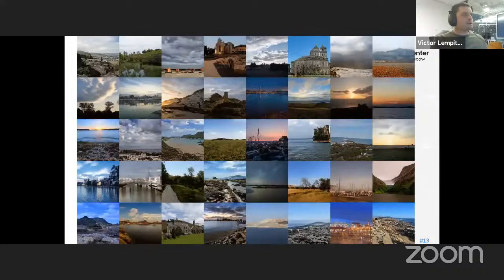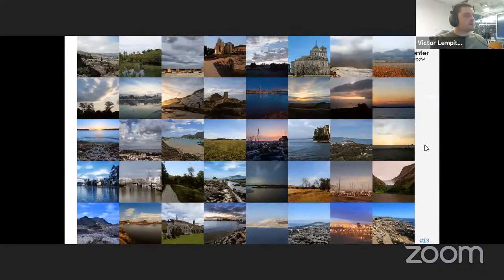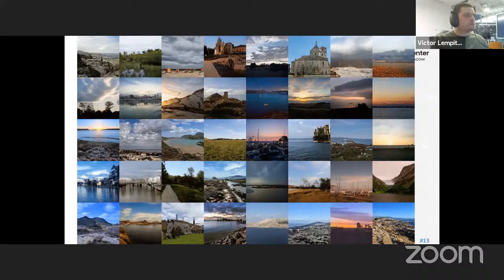So here are some samples from the model. I'll again switch from the full screen.